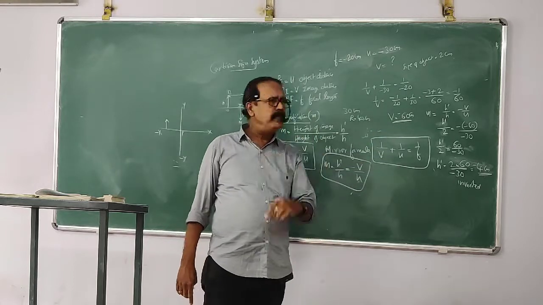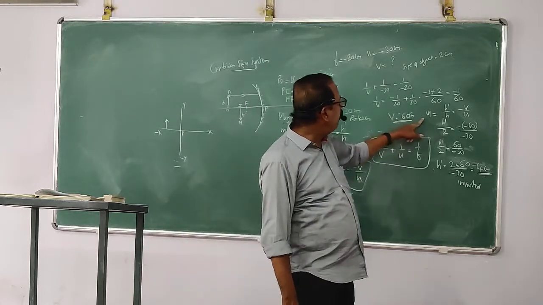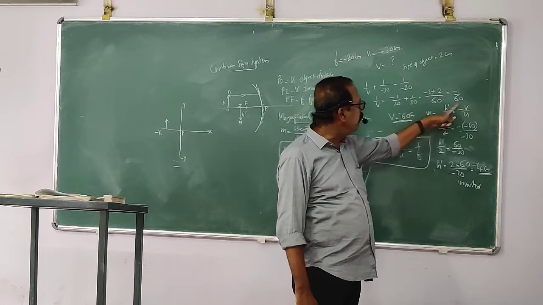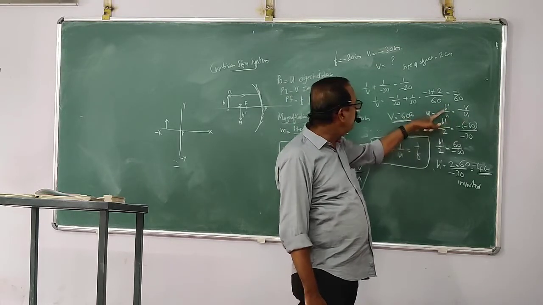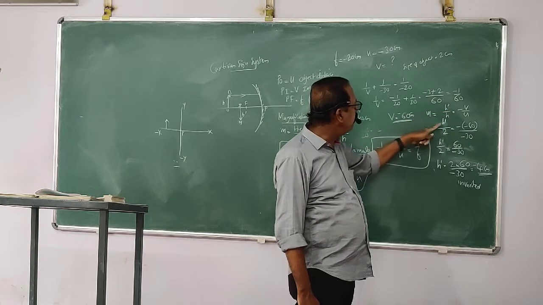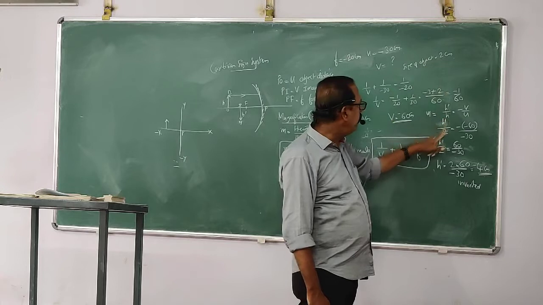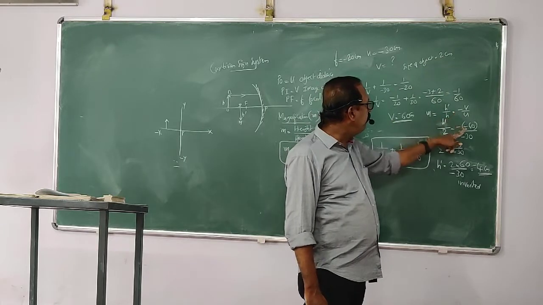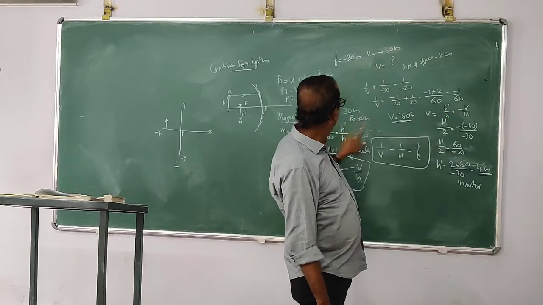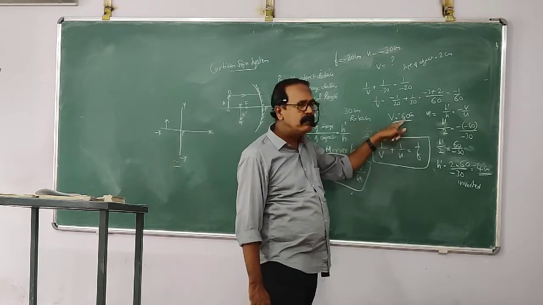Now, what is the height of the image? For that, use magnification: height of the image by height of the object equals minus v by u. What is the height of the image? Height of the image you have to find out. Height of the object is 2 centimeter. Minus v, v is minus 60.